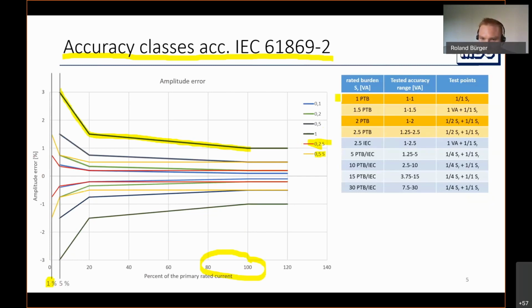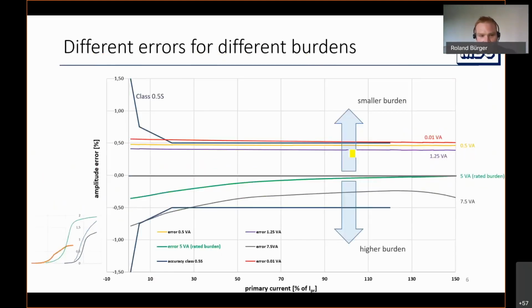Okay, here in Germany we have some additional standard burdens for billing measurements from the PTB. And for the international standard we have, of course, nearly the same. And if there is 5 VA on the rating plate of the current transformer, the instrument transformer manufacturer measures the accuracy class with the quarter burden and the full burden. Here we can see the quarter burden and the full burden is measured. And this is looking like this.